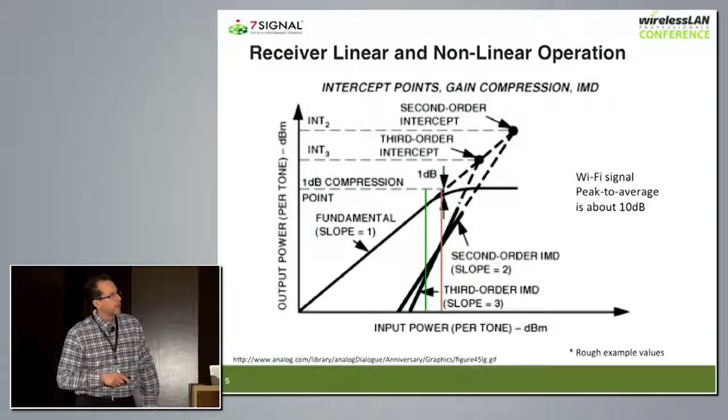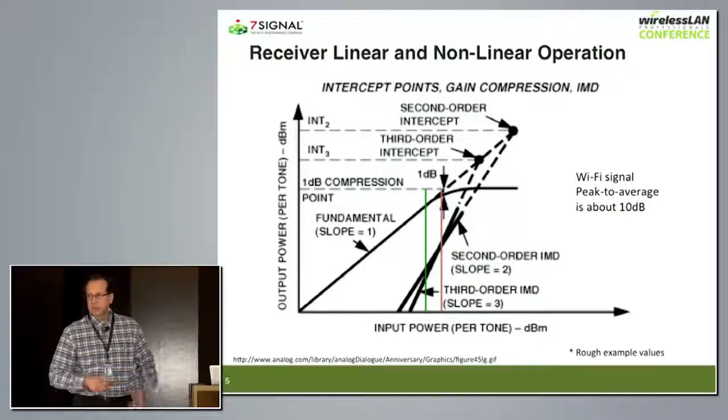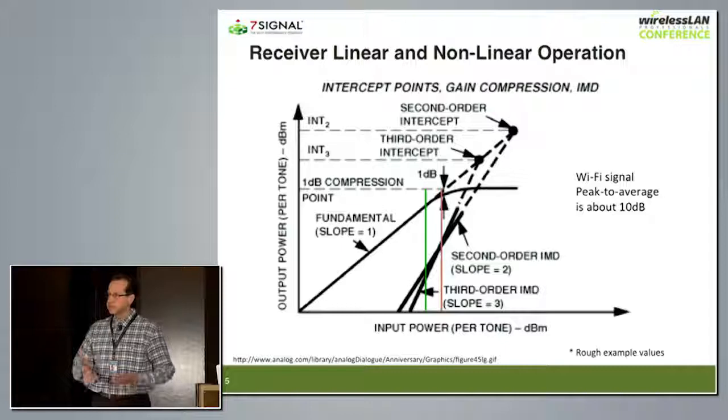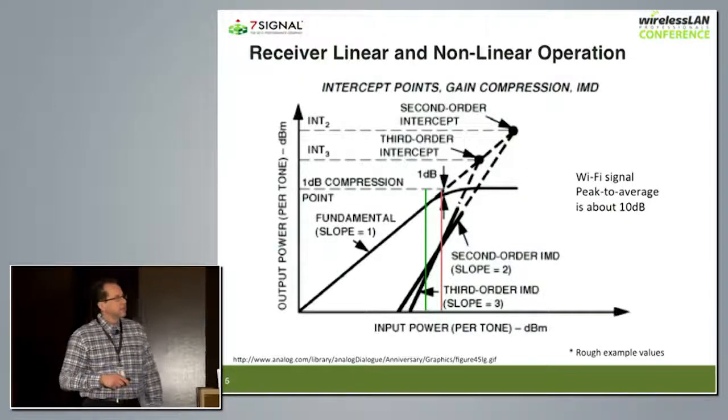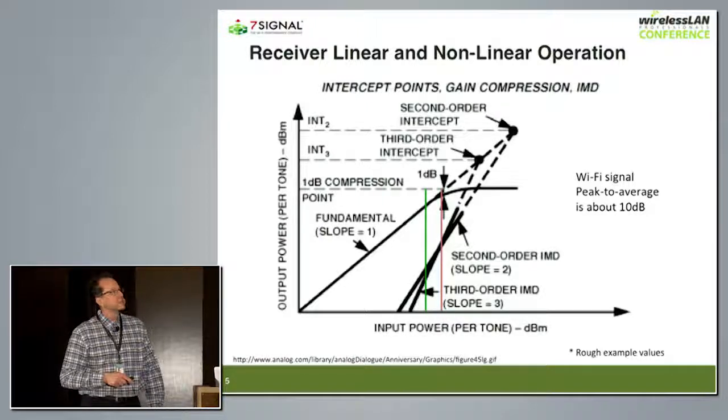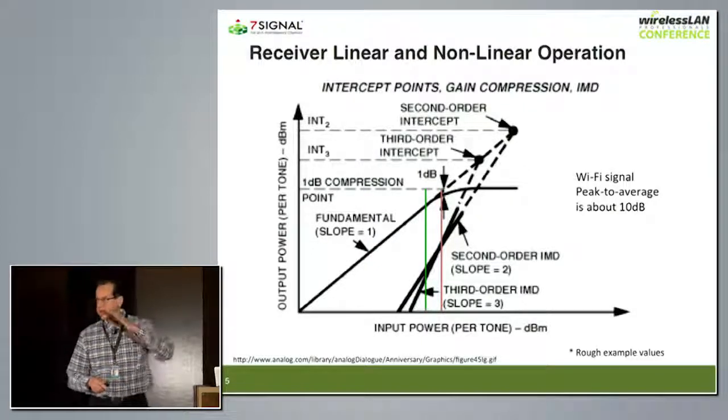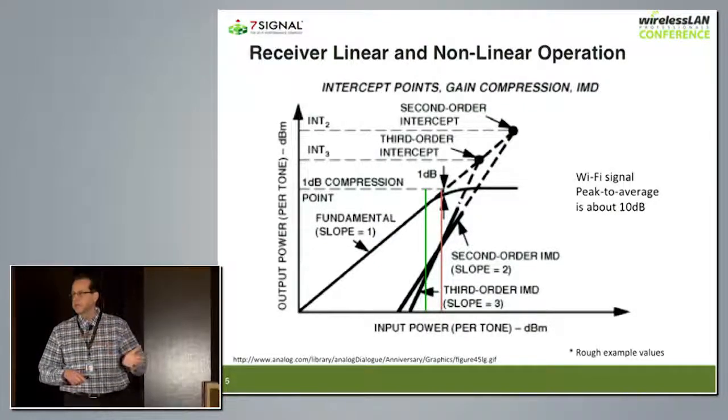Typically there is about a 10 dB peak to average ratio in Wi-Fi signals and LTE and other signals. So you need to stay at least 10 dB out from the levels where the receiver starts to get into compression, to stay out of this trouble.